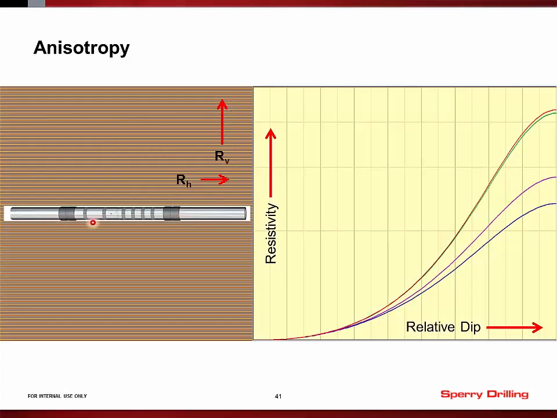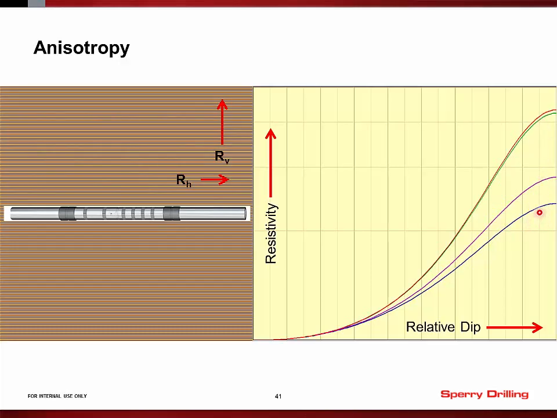Even when it's horizontal like this, the response is just a mixture of the two. Some of the current is seeing RH and some of it is seeing RV. The other thing that happens is that you see a separation between the measurements. The two deeper measurements, the deepest and the medium spacing, are almost the same, but they go quite high, whereas the shallower measurements don't respond as much.